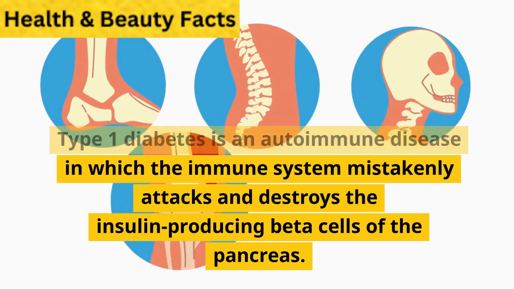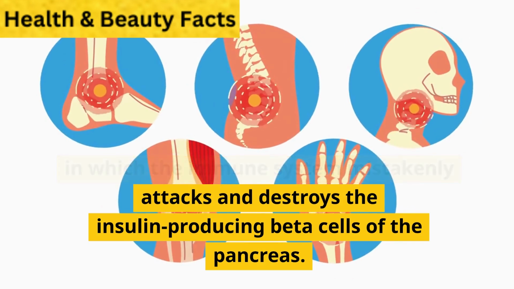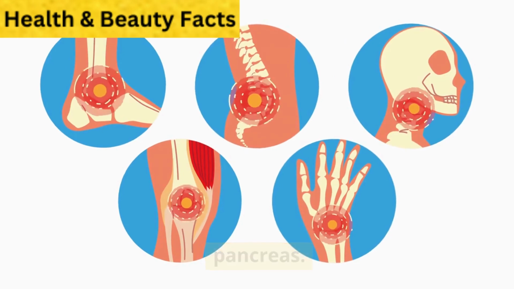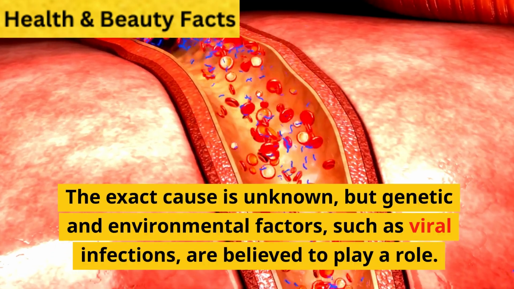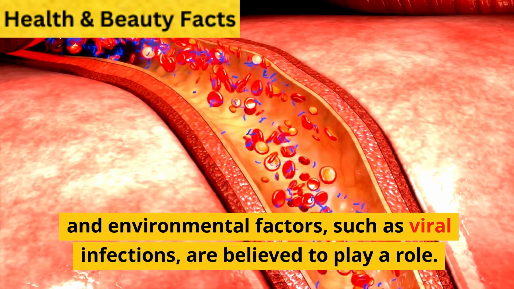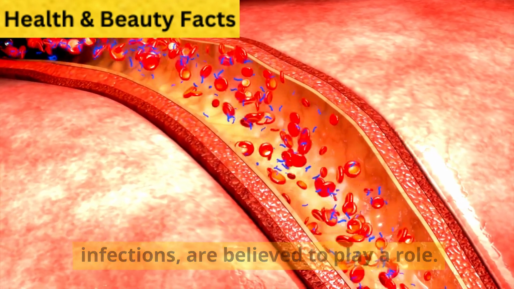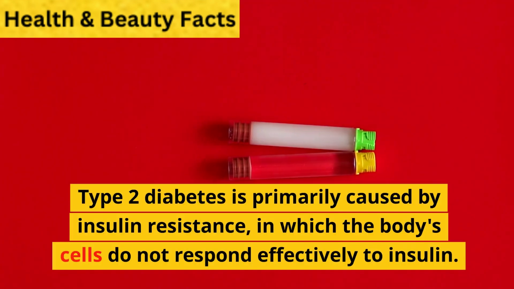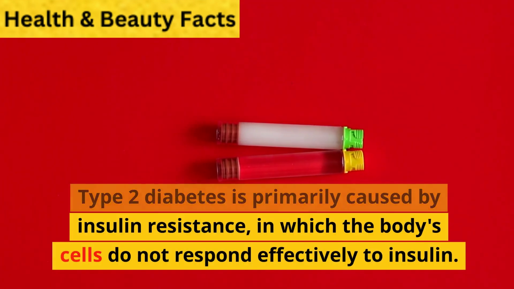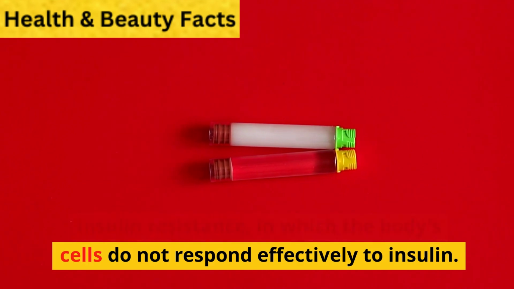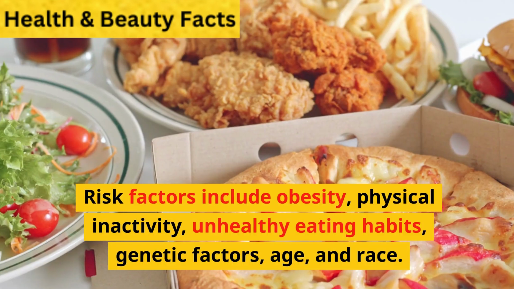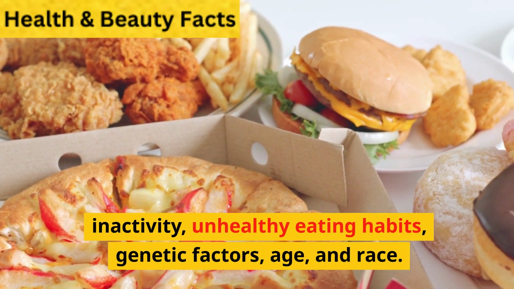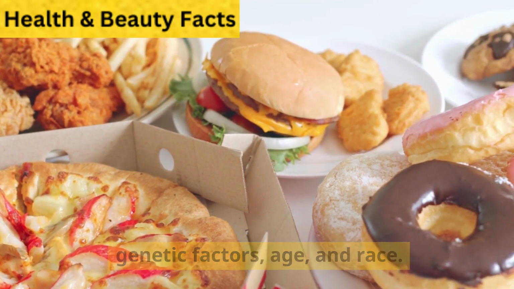Type 1 diabetes is an autoimmune disease in which the immune system mistakenly attacks and destroys the insulin-producing beta cells of the pancreas. The exact cause is unknown, but genetic and environmental factors, such as viral infections, are believed to play a role. What causes type 2 diabetes? Type 2 diabetes is primarily caused by insulin resistance, in which the body's cells do not respond effectively to insulin. Risk factors include obesity, physical inactivity, unhealthy eating habits, genetic factors, age, and race.